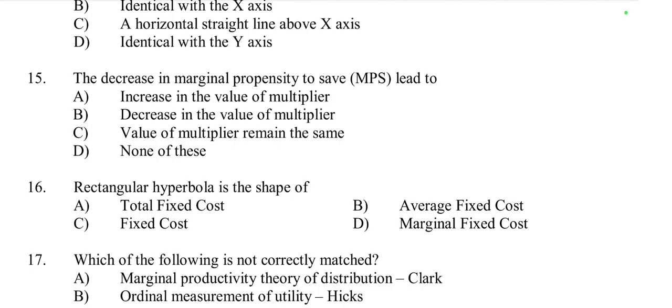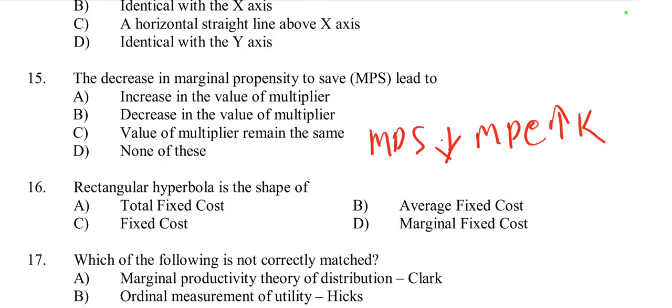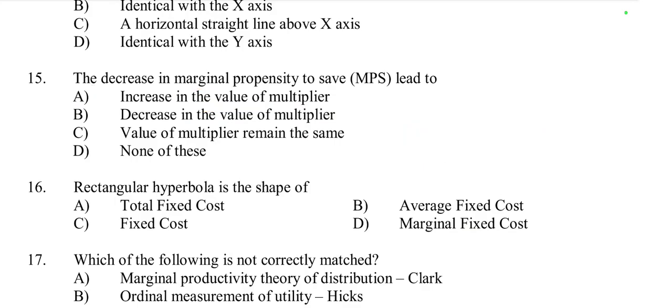When MPS decreases, then it increases the MPC, marginal propensity to consume, which leads to a higher multiplier. When MPC increases, then the multiplier K increases, which leads to a higher multiplier effect in the economy. So the decrease in marginal propensity to save leads to an increase in the value of the multiplier. So option A is right here.